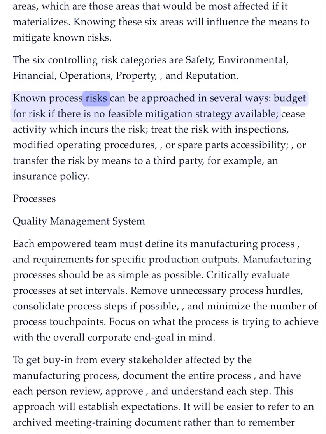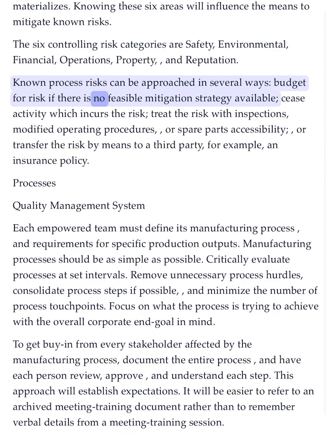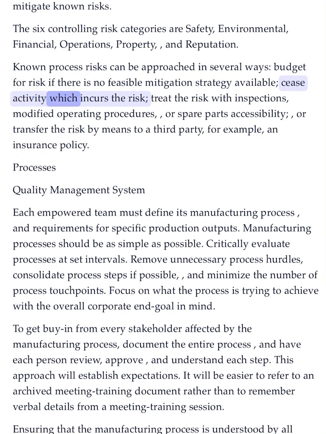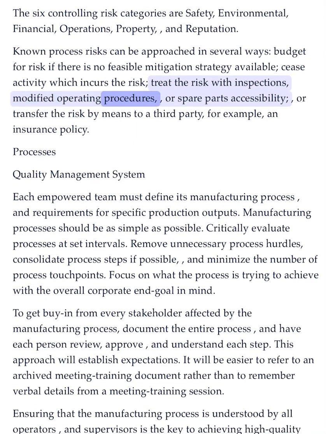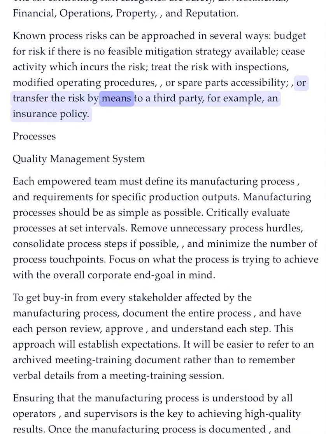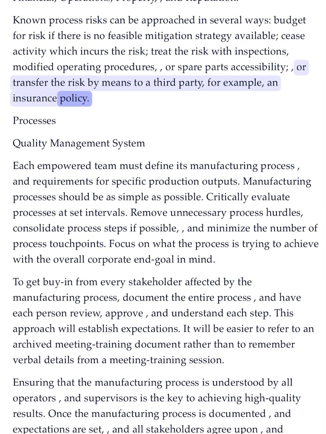Known process risks can be approached in several ways. Budget for risk if there is no feasible mitigation strategy available. Cease activity which incurs the risk. Treat the risk with inspections, modified operating procedures, or spare parts accessibility. Or transfer the risk by means to a third party, for example, an insurance policy.